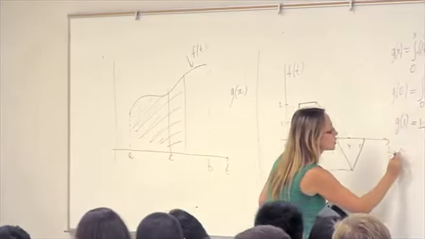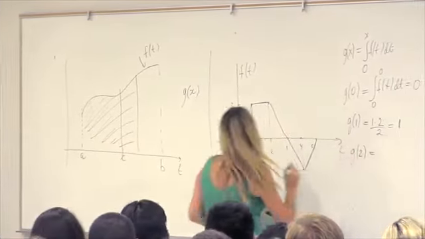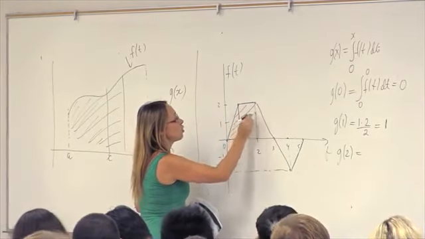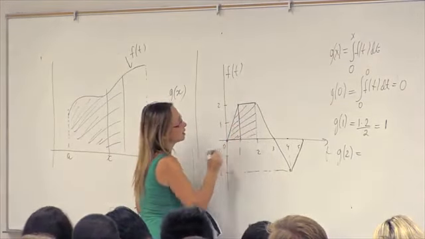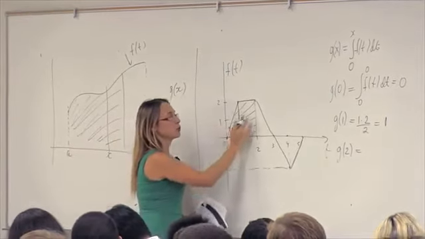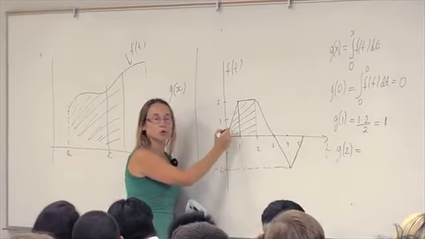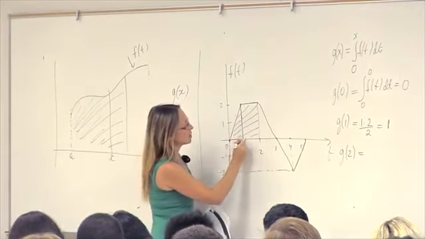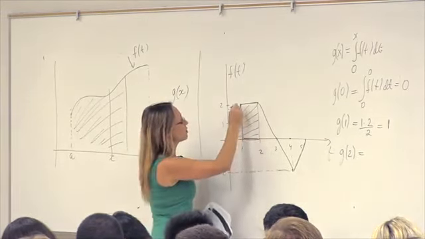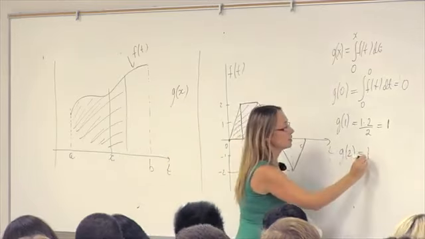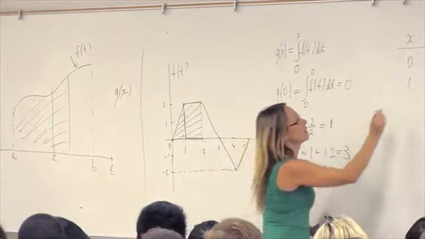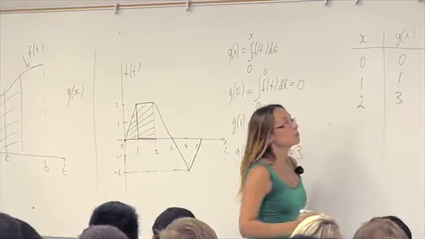Very good. So g of 2. Instead of stopping here, I'm going to stop further. So it's this whole area. And I'm not going to calculate this again, because I already know this is equal to 1. I have to add this other piece. It has area of 1 times 2. So it's 1 plus 1 times 2. The rectangle is 2, which gives me the value 3.